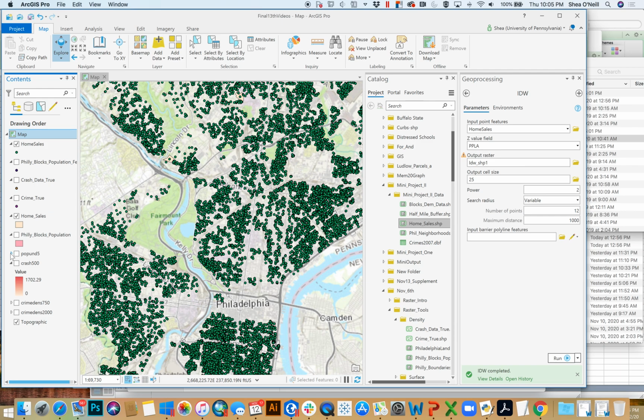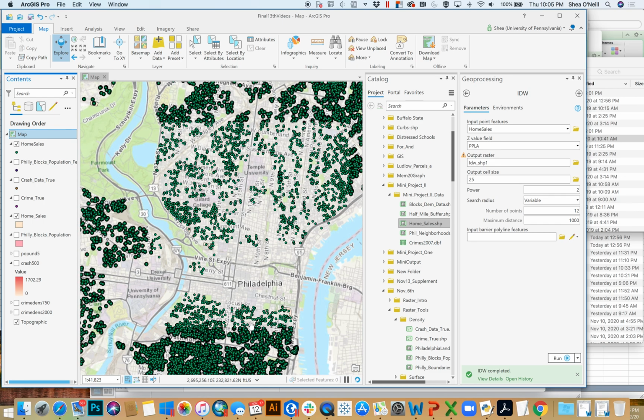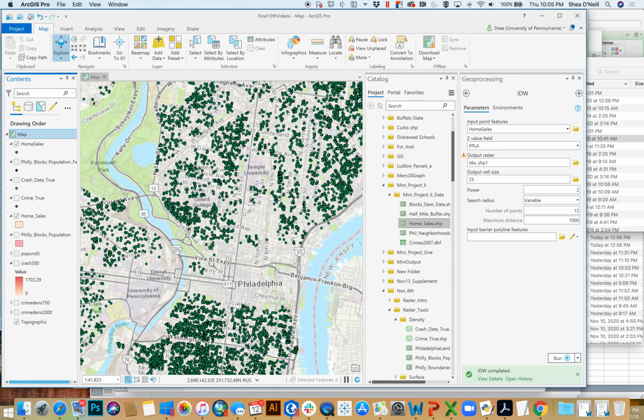And so if you have a series of inputs like I do here, right? Actual home sales that were recorded, I can use these to get a sense about what it might cost to buy the same home in an area where I don't have a point, right? What would it cost to buy one here, given that I know what's around it, or here, or here, or here, or here.